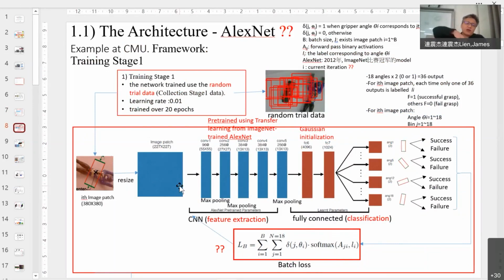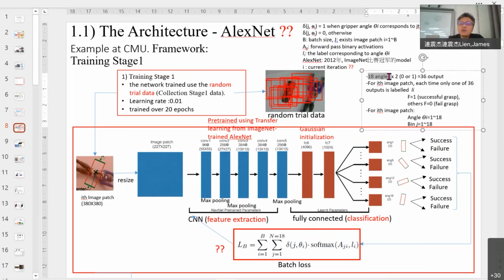And this is for the robot arm. We do the angle. Because this is symmetric, it's 180 degrees, and we divide it into 18 classes. If you grab an object, we define it as a success and label it 1. Fail, we label it 0, corresponding to the degree. So the total has 36 outputs.